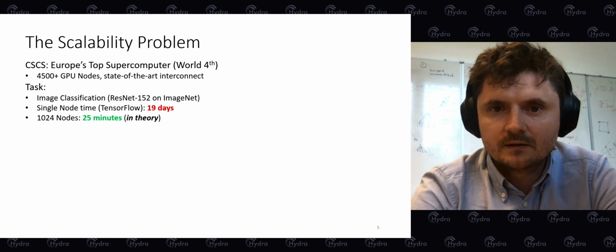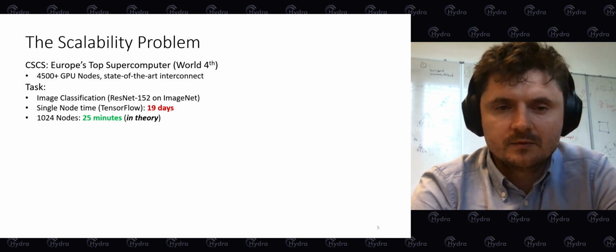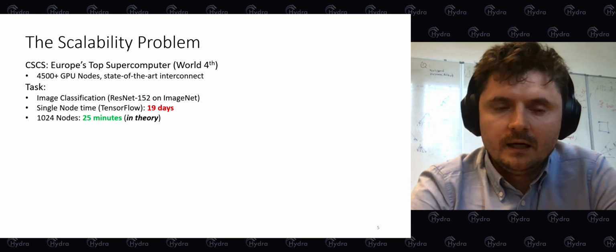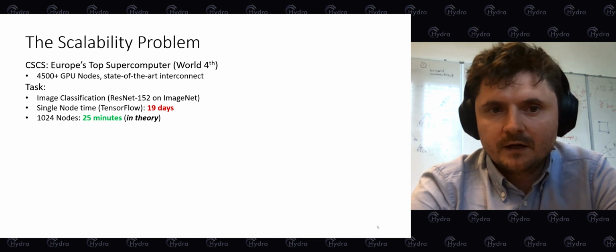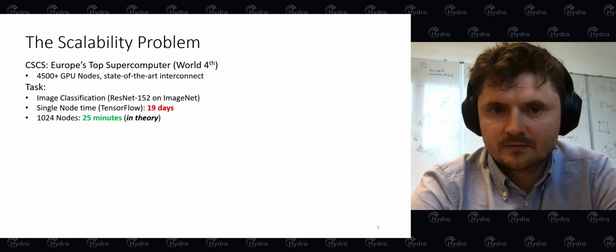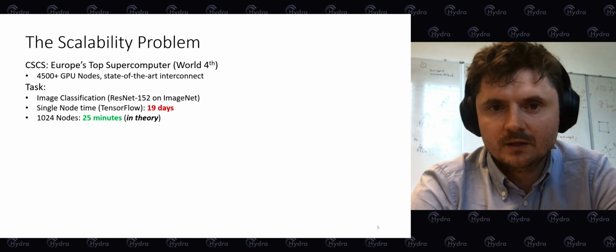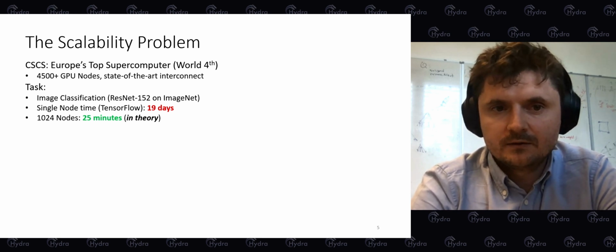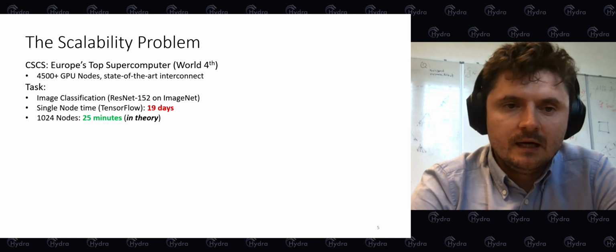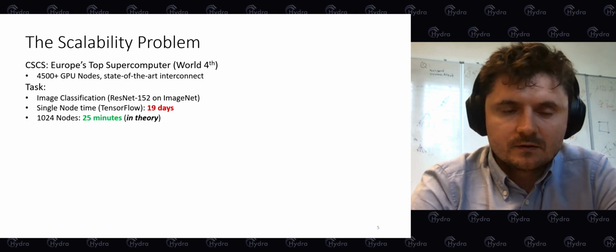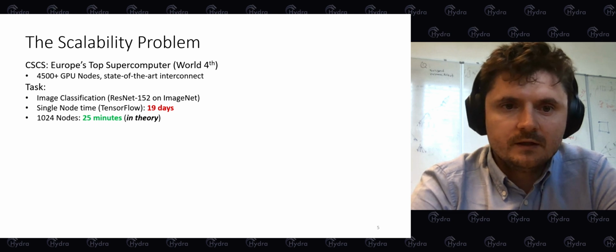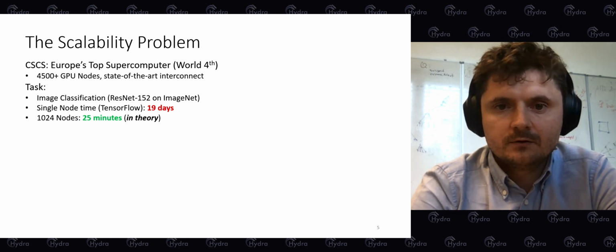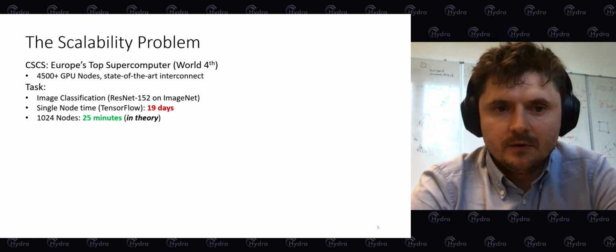It used to be, I think, world third, and now I believe it's world fourth in terms of total computational power. This has about 4,000 GPU nodes connected by a state-of-the-art network, basically one of the best computer networks that money can buy. So this is above the grade of cloud-grade computer networks. And the task that I try to use this supercomputer for is training a ResNet model on the ImageNet dataset, which I just mentioned before.